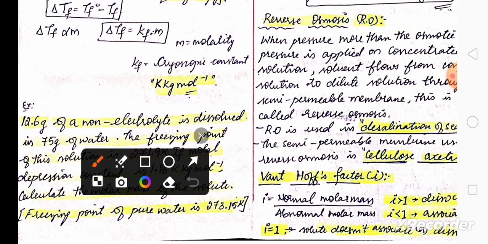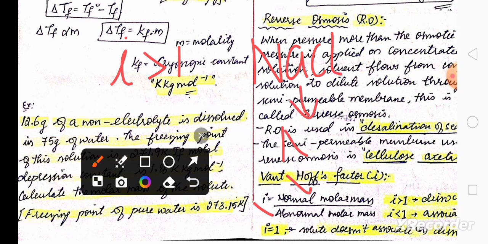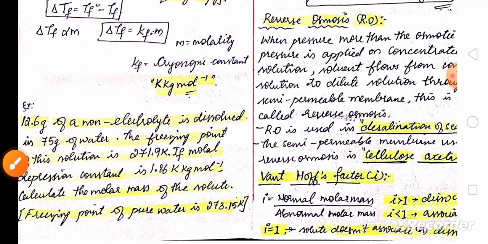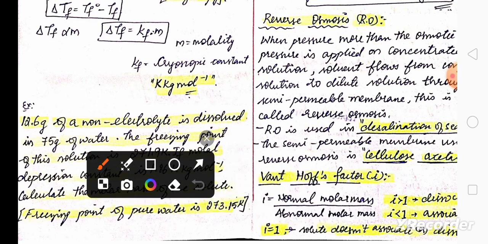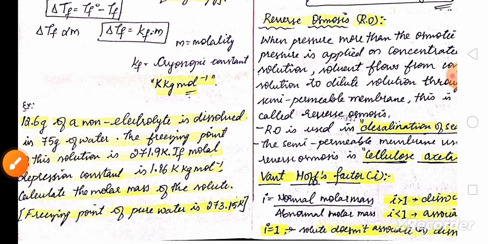The last topic is Van 't Hoff factor, small i. Van 't Hoff factor i is equal to normal molar mass divided by abnormal molar mass. When a solute undergoes dissociation, Van 't Hoff factor i is greater than 1. For example, you take solute NaCl. When you dissolve it, it will dissociate to form Na plus and Cl minus. So its i value is greater than 1. Similarly, when you take a solute like acetic acid that undergoes association, its Van 't Hoff factor value is lesser than 1. When i value is exactly equal to 1, it means that the solute does not undergo dissociation nor association.